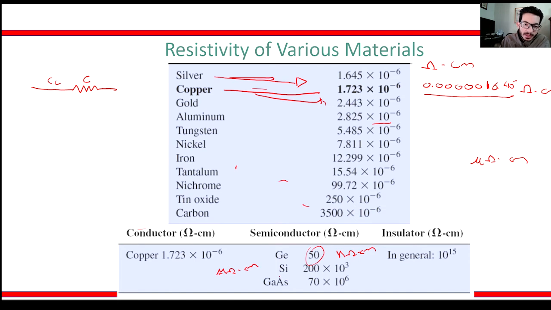Gallium arsenide is used for lasers, semiconductors for lasers. This is 7 times 10 to the 6, so 7 mega ohms per centimeter. Now, an insulator is huge. It's basically not going to let any charge flow through. And this is 10 to the 15.